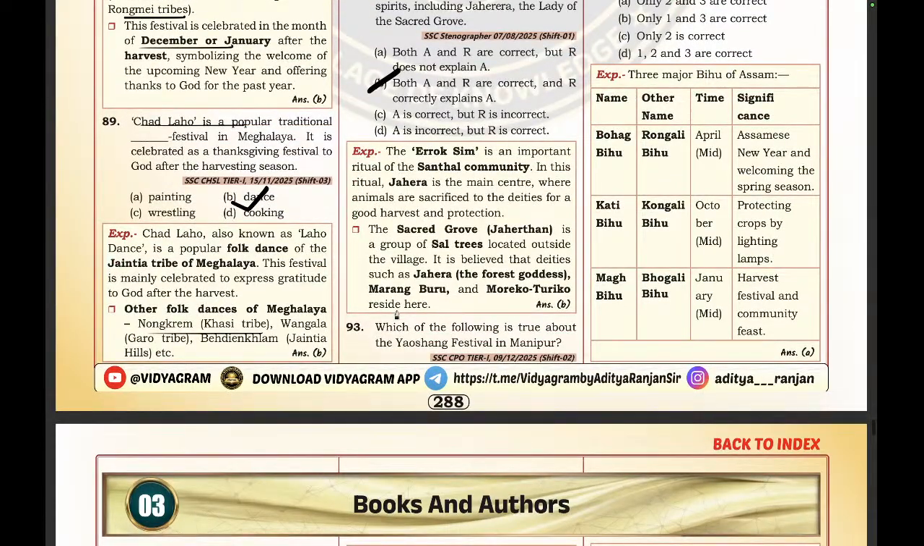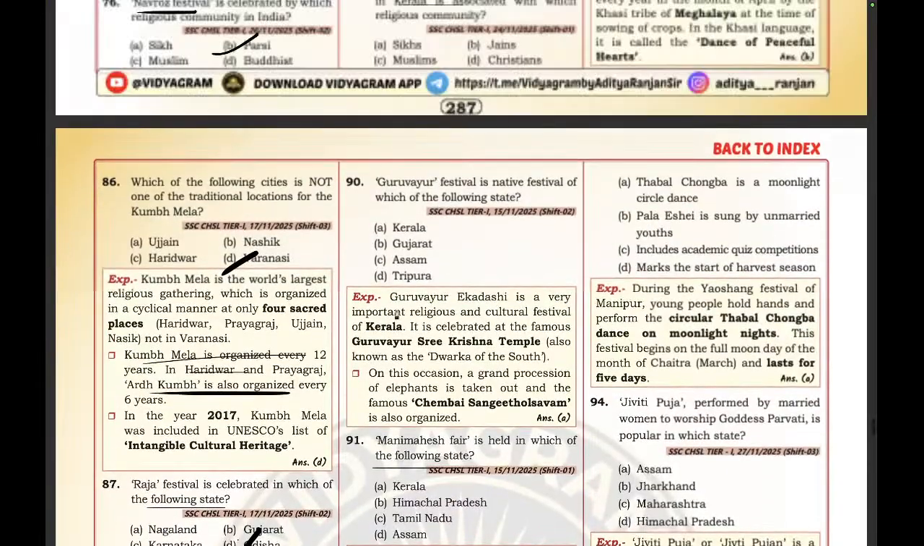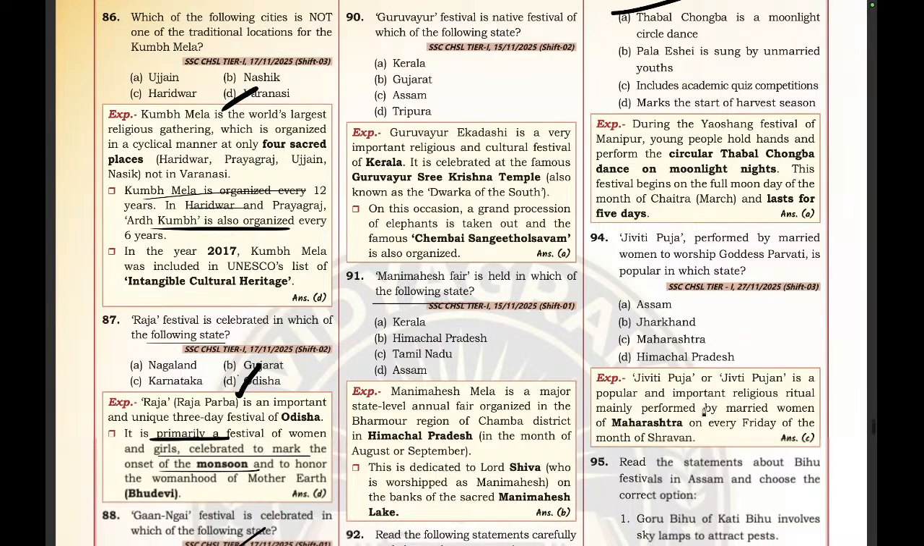Folding hands, I swear, about these questions. Which of the following is true about Yaoshang of Manipur? Yaar, Thabal Chongba was the answer. Where is the moonlight circle dance? Jitvi Puja is performed by married women to worship God.